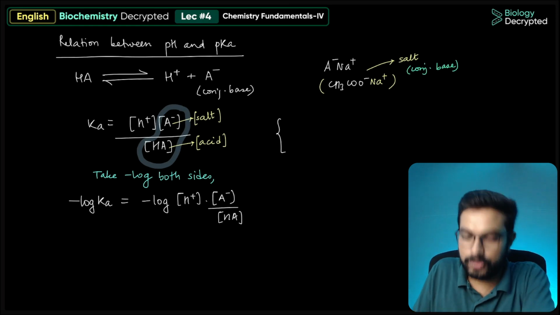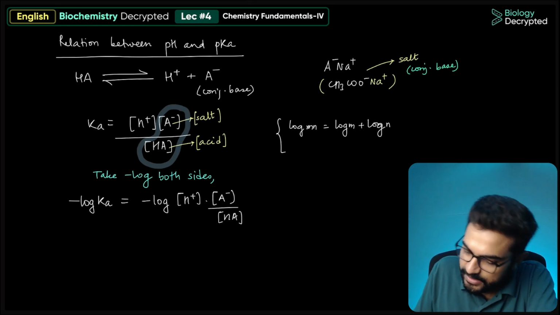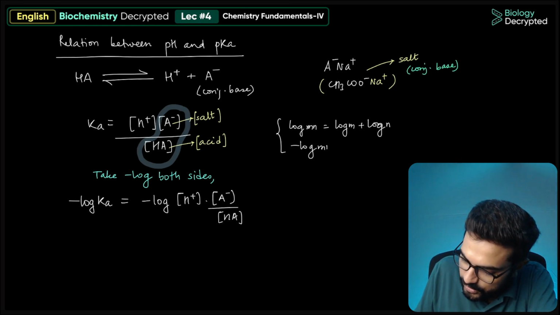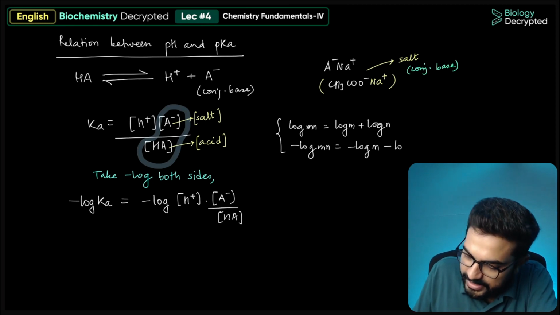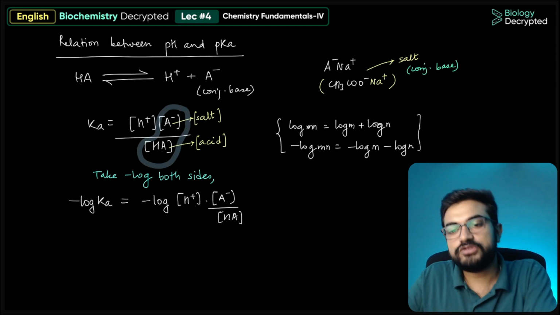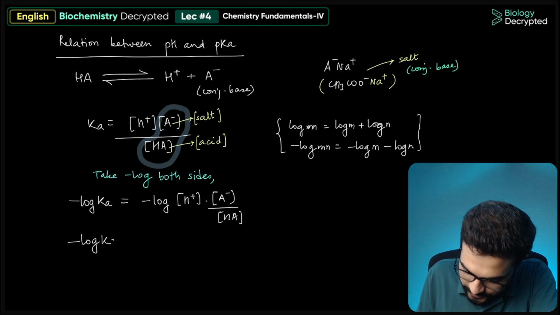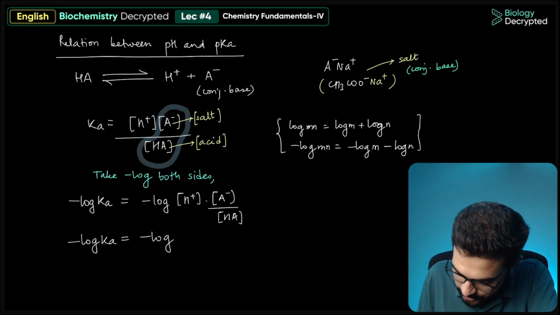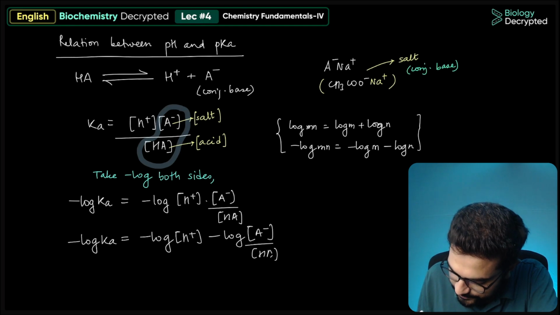Now, there is something important to know. If we talk about the log rules, log mn is equal to log m plus log n. Similarly, if there is negative log of mn, we will have negative log of m and negative log of n. Very simple. This is how we actually denote it. So negative log of Ka will be negative log of H+ ion minus log of A- upon HA.